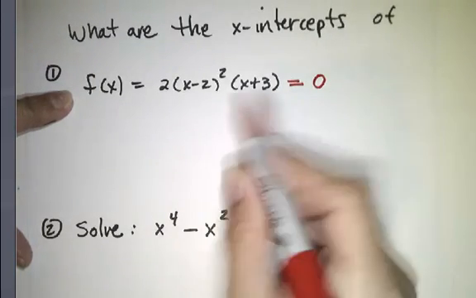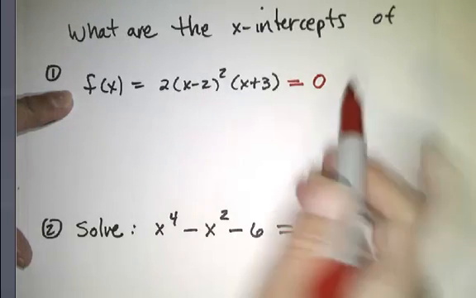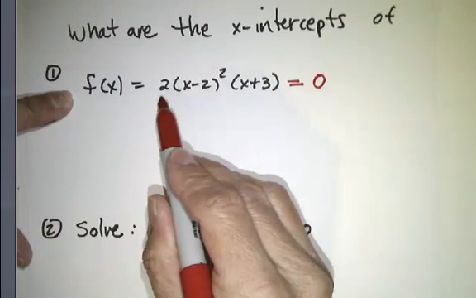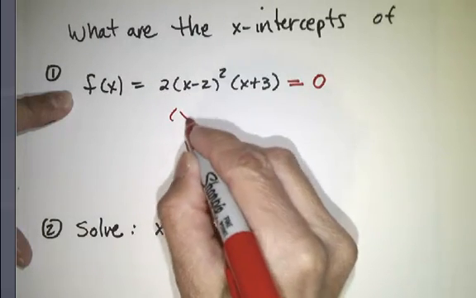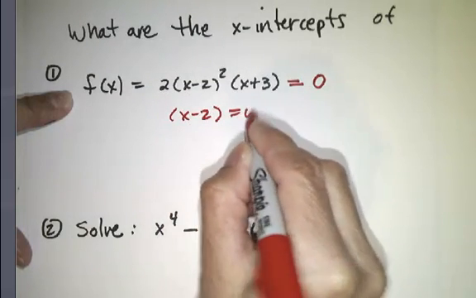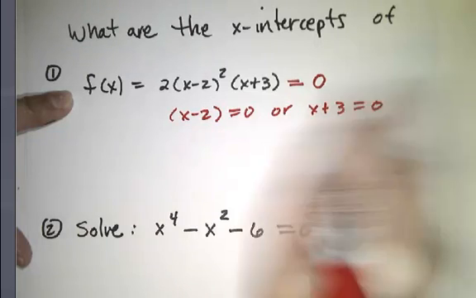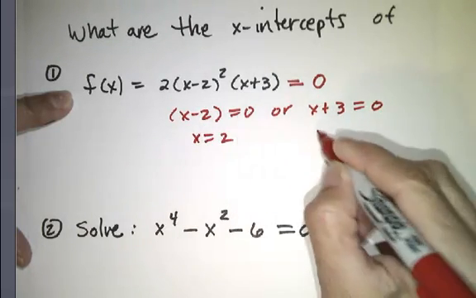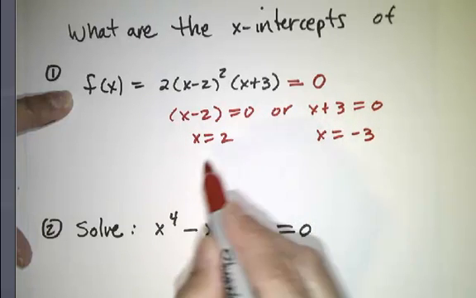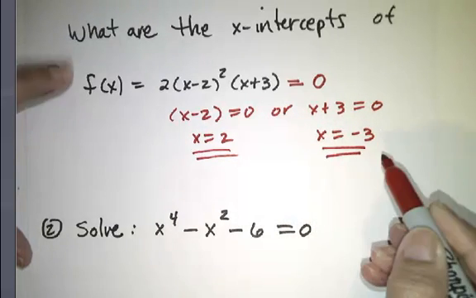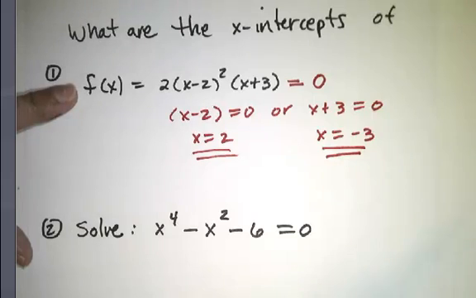Since it's already factored, I set each non-constant factor to 0. Now 2 will never be equal to 0, so I don't consider that factor. So x minus 2 equals 0, or x plus 3 equals 0. x equals 2, x equals negative 3. These are the x-intercepts for this polynomial.